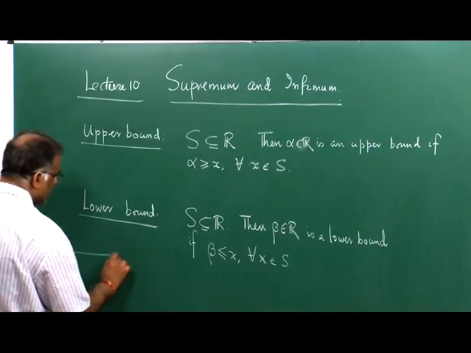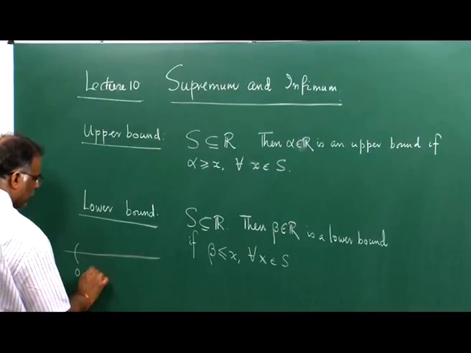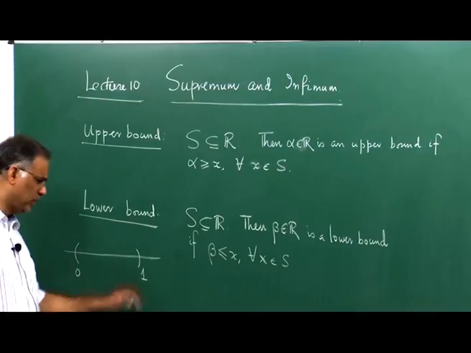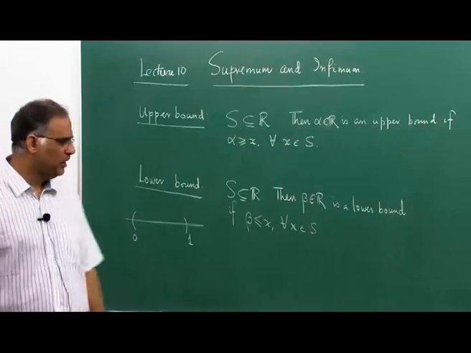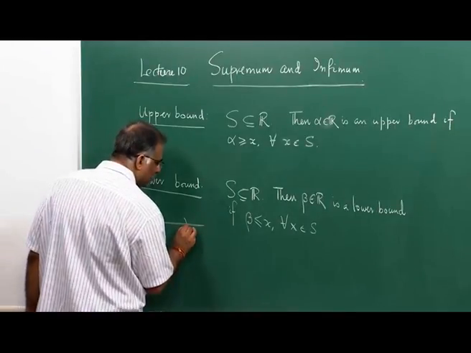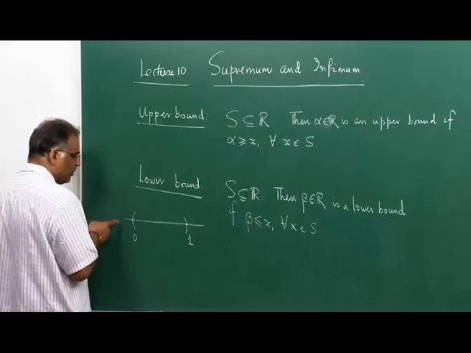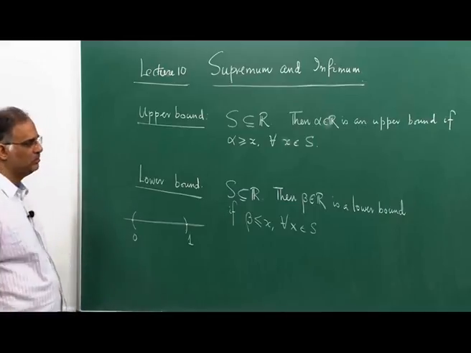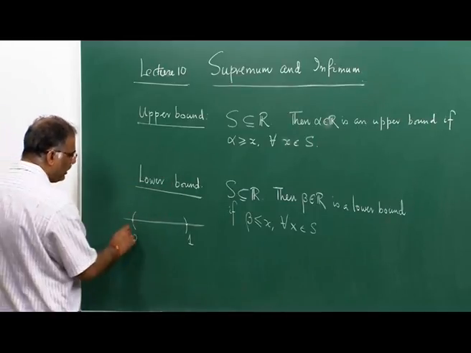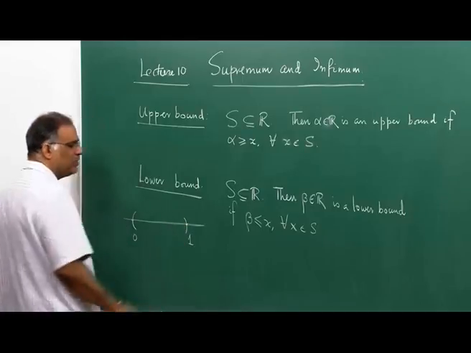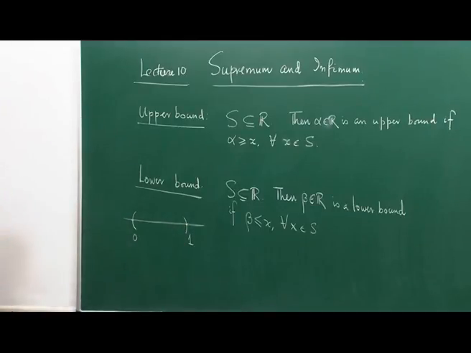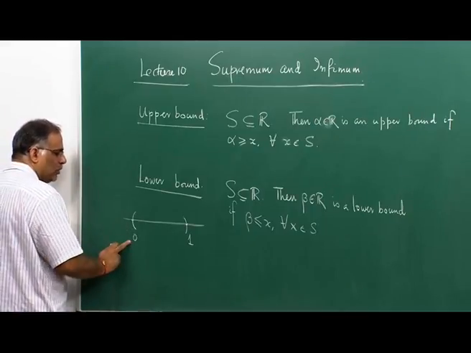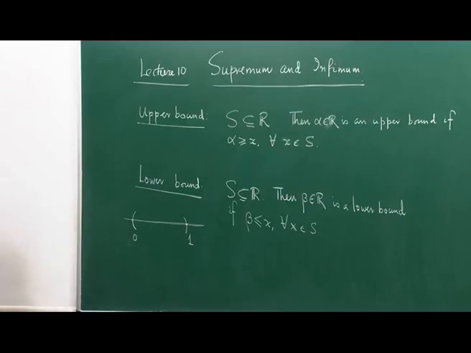For example, if you look at the open interval (0, 1), 2 is an upper bound, 1.5 is an upper bound. In fact, 1 is also an upper bound. In this case, for example, minus 1 is a lower bound, minus 2 is a lower bound, minus half is a lower bound, and 0 is a lower bound by this definition. But among all these upper bounds, you see 1 appears to be the one which has the least value, and among the lower bounds, 0 is the one which seems to have the greatest value.